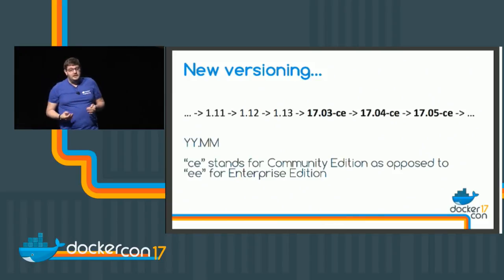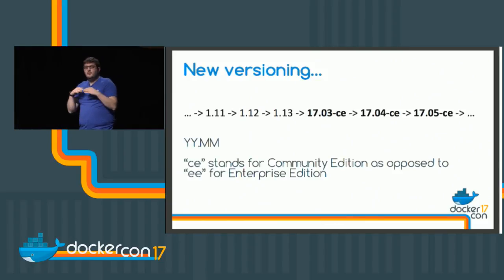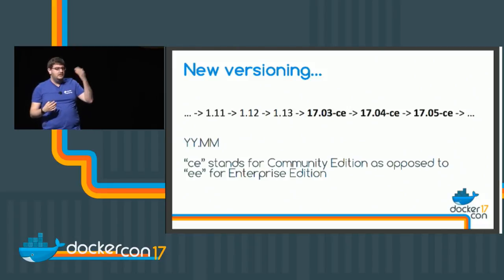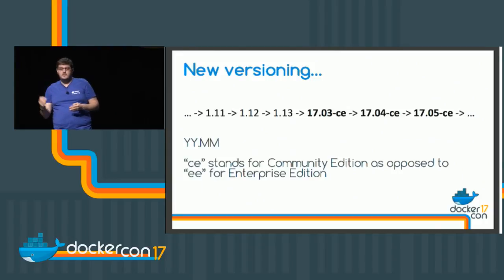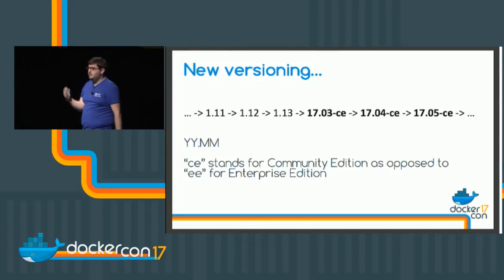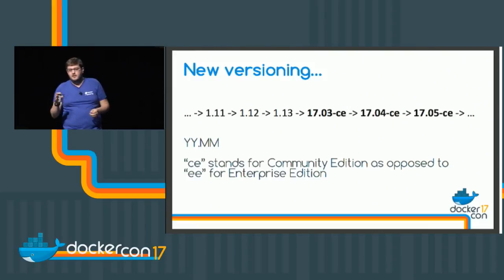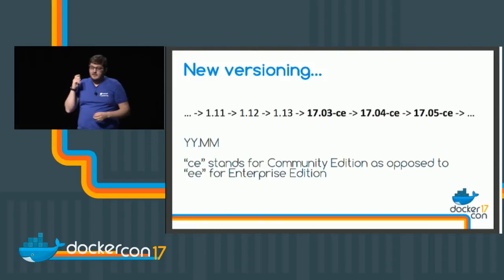So the new versioning. Back in March, we changed the versioning of Docker. Before, it used to be 1.11, 1.12, 1.13. And in March, we switched to the year.month versioning system, so 17.03, 17.04. It's kind of like Ubuntu. And as you can see here in the version, we're also appending -CE.